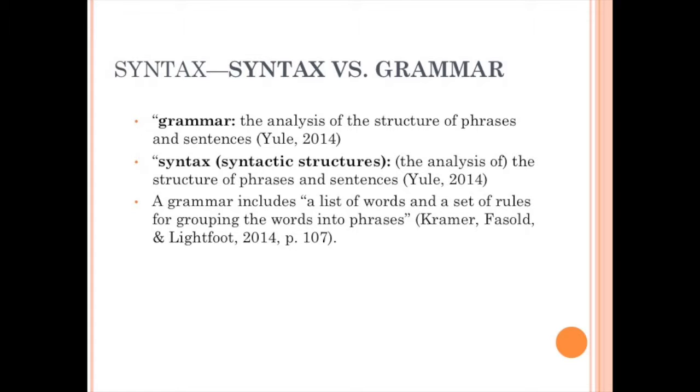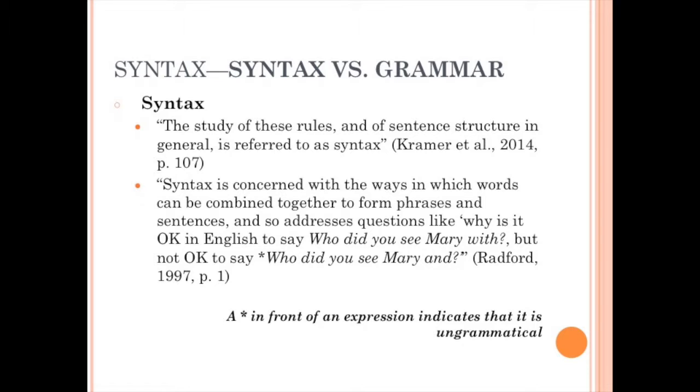A grammar contains, for a linguist, the words and the rules of a language. A grammar includes a list of the words and a set of rules for grouping those words into phrases. Syntax, on the other hand, refers to the study of these rules and of sentence structure in general. It isn't concerned as much with morphology as it is with the ways in which words can be combined together to form phrases and sentences.